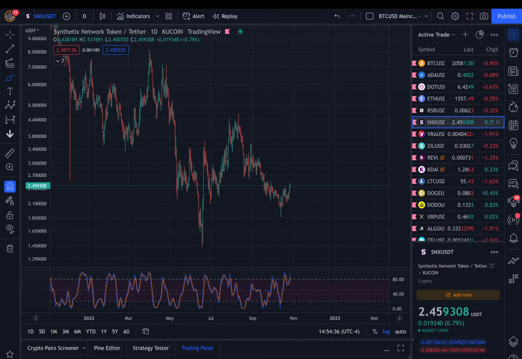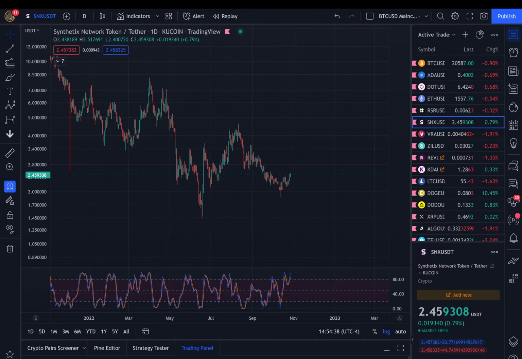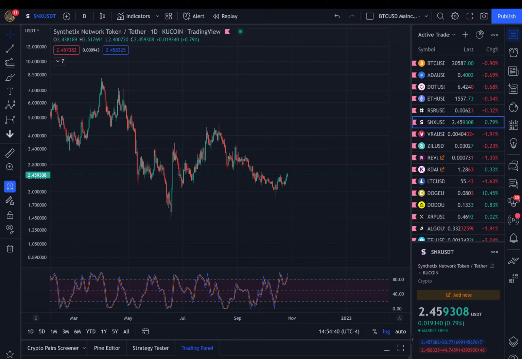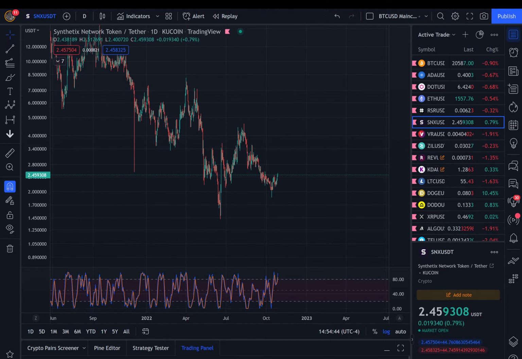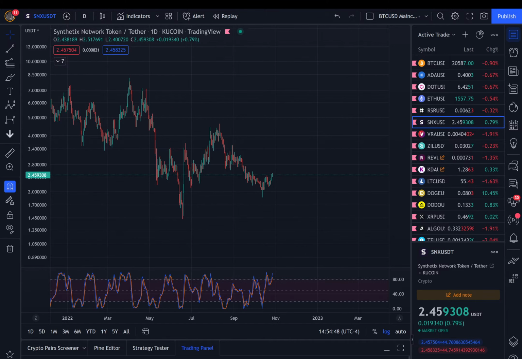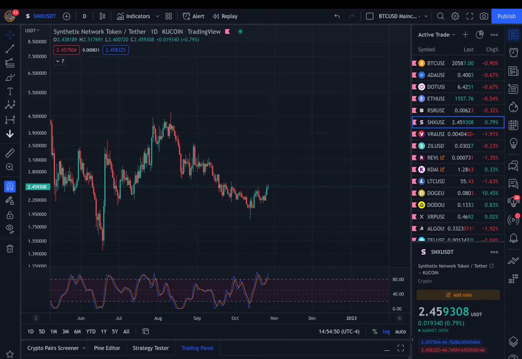Let's stay on the daily, because I think the daily is more relevant given what we are likely to experience. Synthetics is also in the camp of it's not done anything yet, in the face of this upwards price action. It's kind of still hanging out there.